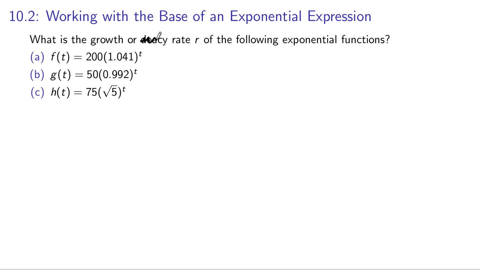What is the growth or decay rate R of the following exponential functions? Now here we can specify a decay rate, but we need to write it out, because if we just write R, it's confusing. So we'll write it in English. Here we have a B of 1.041. So remember here B is 1 plus R. So we have 1.041 is 1 plus R. So our R is 1.041 minus 1, which is 0.041.